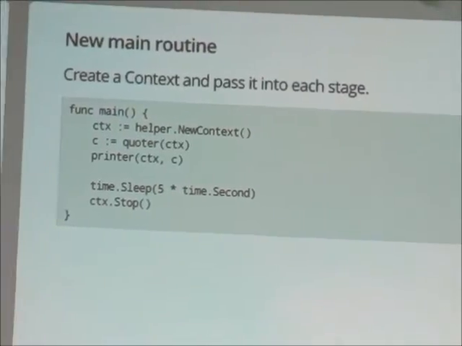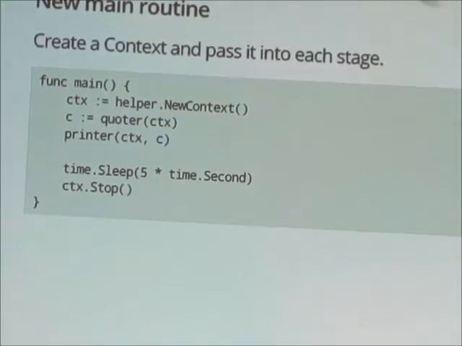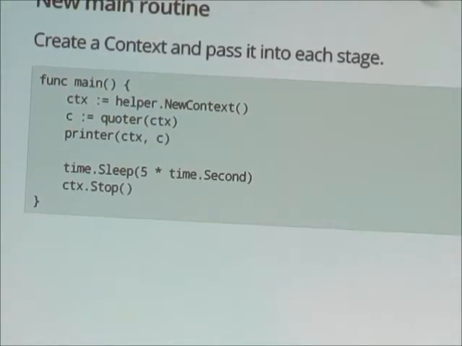So the main routine now creates the context, passes it in, and we have the quoter stage, and then we pass the output of the quoter stage into the printer stage, and then we're sleeping for 5 seconds, and then stopping.